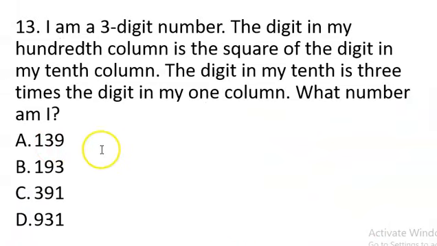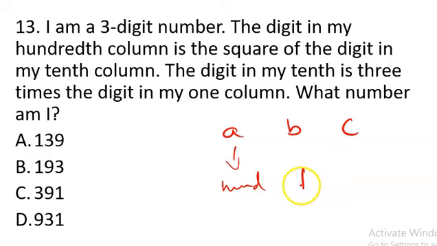Question 13. I'm a 3-digit number. The digits are A, B, C. The digit in my 100s column is the square of the digit in my 10s column. For this one, there's no calculation. The first is the 100s, then this is the 10s, and this is the ones. So the 100s digit is the square of the 10s digit. So 3 squared is equal to 9. And then the digit in my 10s is 3 times the digit in my ones. So 3 times 1. So the answer is straightforward, D. You don't need any calculation.